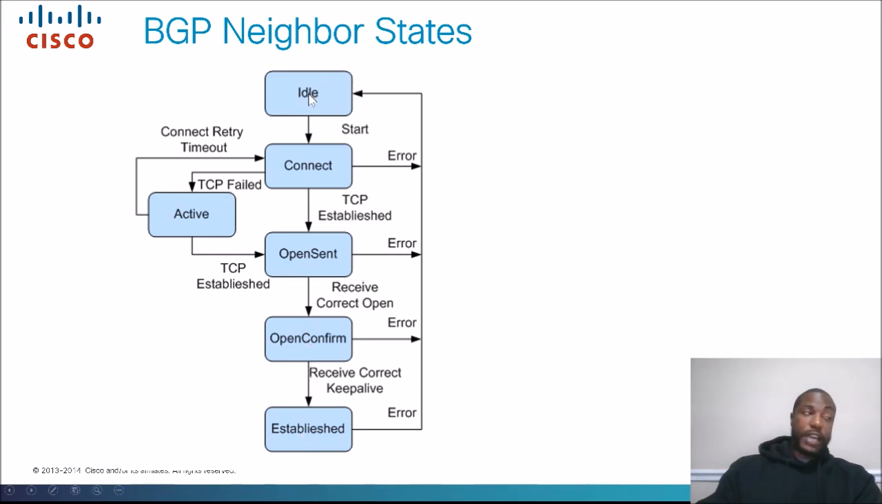If anything happens, like, say, a disconnect, or the ISP carrier messed up, Bright House messed up our connection, it's going to have an error and go back to the idle state.